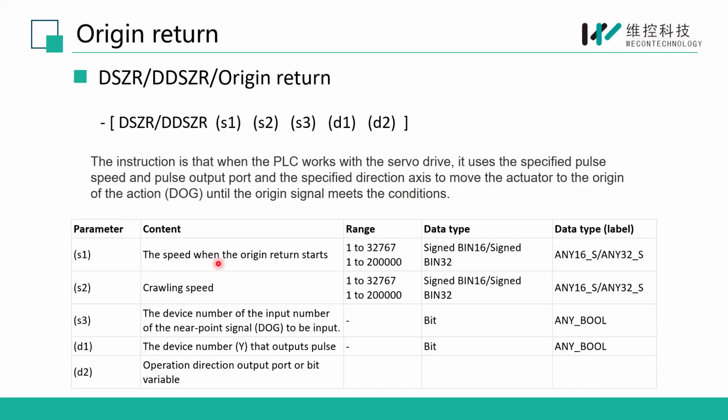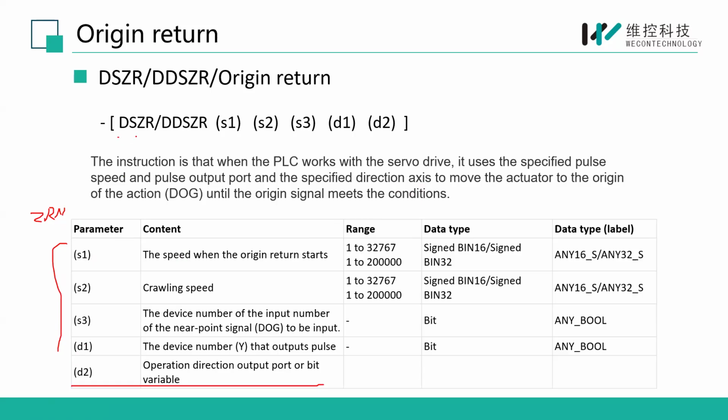And in short, the function of this instruction is similar to the JRN instruction. So the difference is this one: these 4 parameters are the same as JRN. It's the same. And the difference is here.